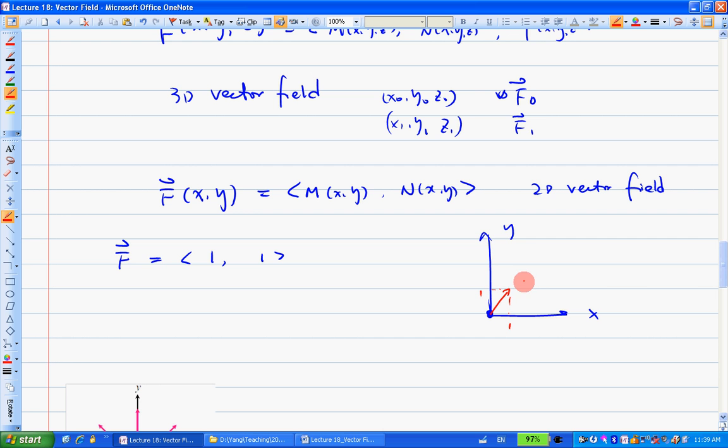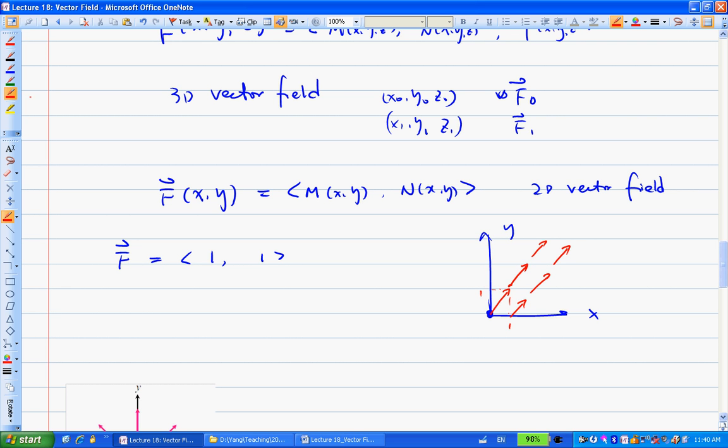And at the point x equals 1, y equals 1, I have the same vector, (1, 1). So I have another one here with the same magnitude and same direction. It doesn't matter where you are; this is a so-called constant vector field. It's all pointing in the same direction anywhere in the xy plane, with the same magnitude. That makes sense? So that's a constant.